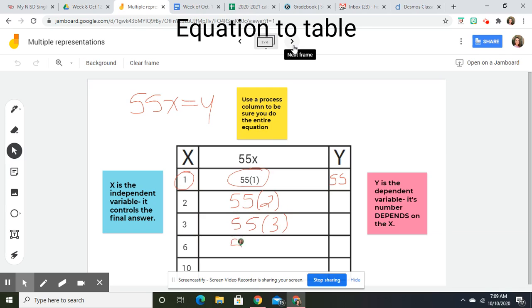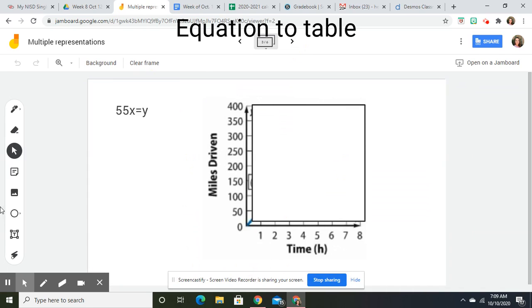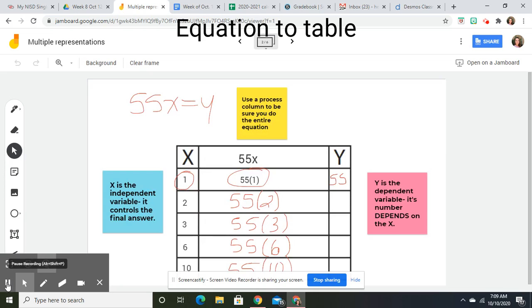Now, if you look at our input-output table, this is going to change to the number 6. We have to use whatever variable value is given to us in the x column, and our last one is going to be 55 times 10. Now we'll go through and we'll complete the value of y.